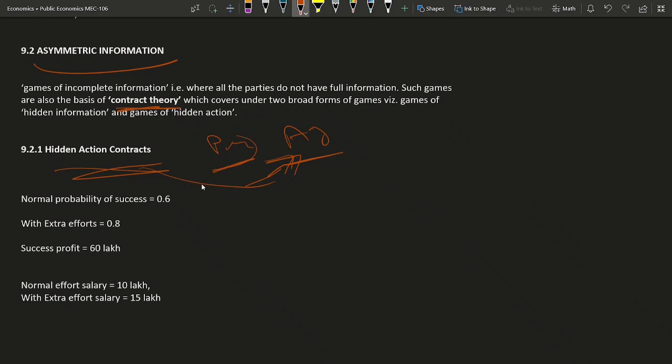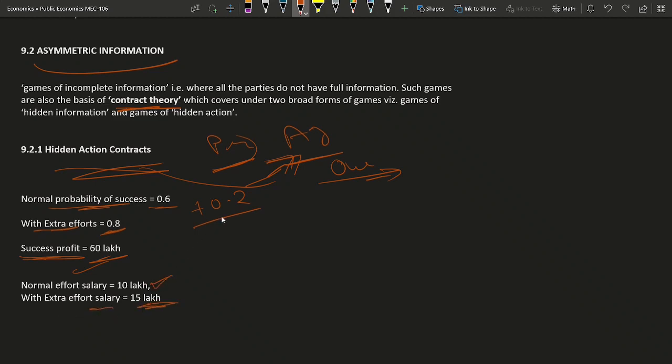So we will understand this through one example where there is an owner who wants to start a business. The normal probability of success of the business is 0.6, and if the manager puts in extra effort, then the probability increases to 0.8. So with effort there is a plus 0.2 increase in probability. If the project succeeds, then the profit will be 60 lakh, and the salary for normal efforts in the market is 10 lakh, and if the manager puts in extra effort, then the salary goes to 15 lakh.